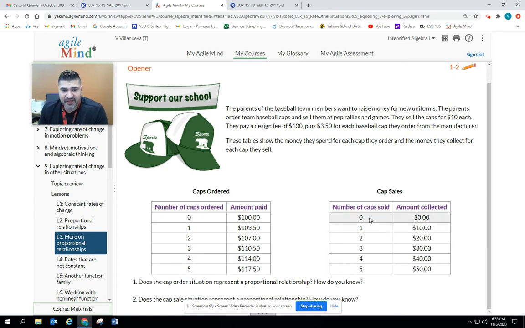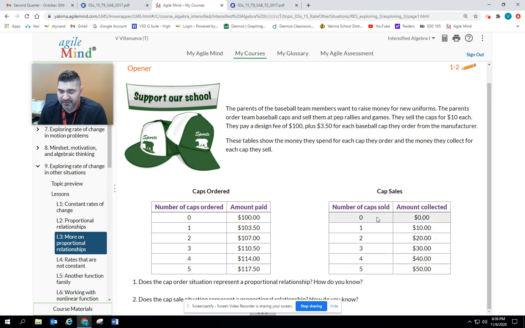Okay, and this is what they're selling them for. So if you sell 0 caps, obviously you're going to make a $0 profit. Okay, actually you're going to be minus 100 because over here you spent $100. But let's see, if they sell 1 cap, they're going to make $10. If they sell 2 caps, they're going to sell 20. Or I'm sorry, they're going to make $20. So it looks to me here that for each cap they sell, they make a profit of $10. So this is going at a rate of $10 per each cap.